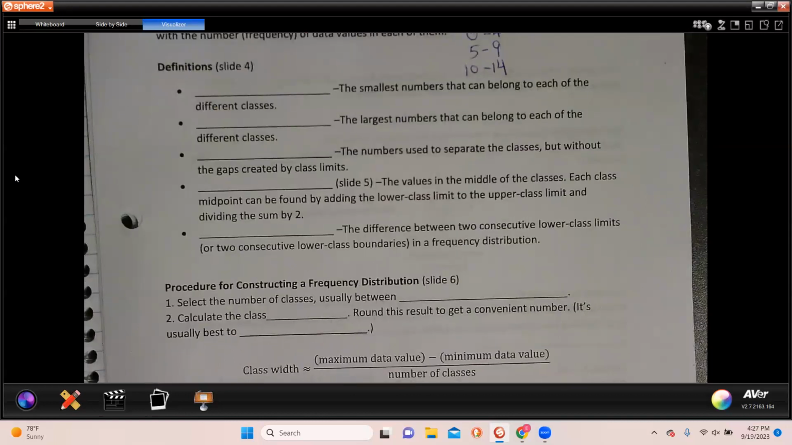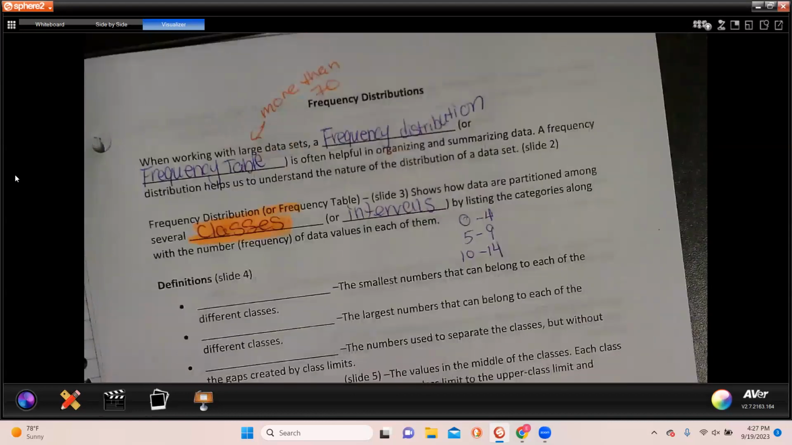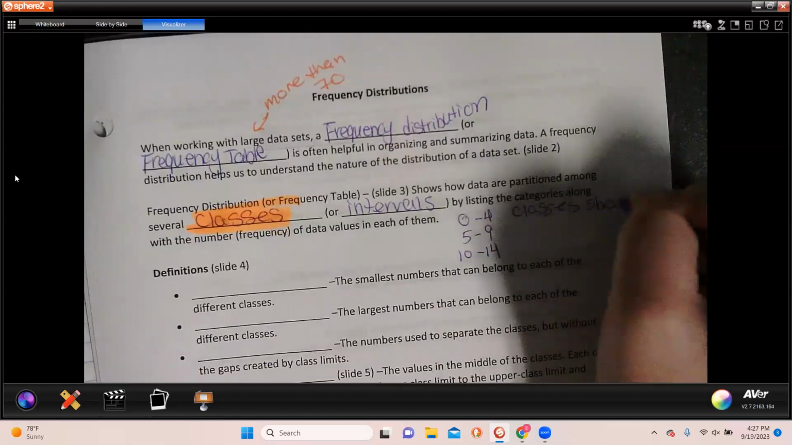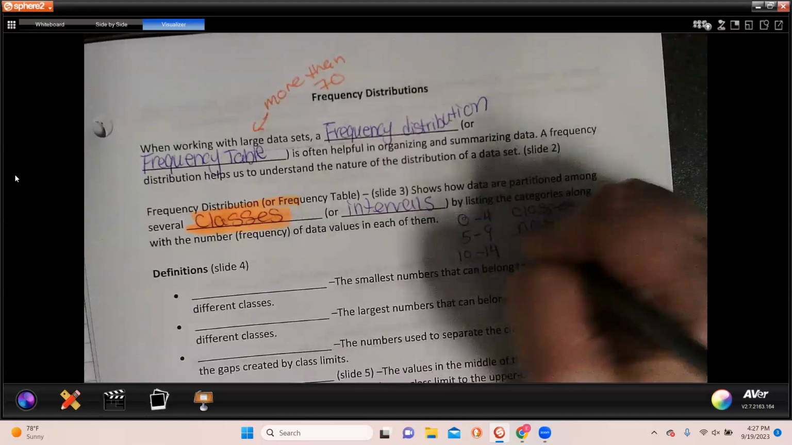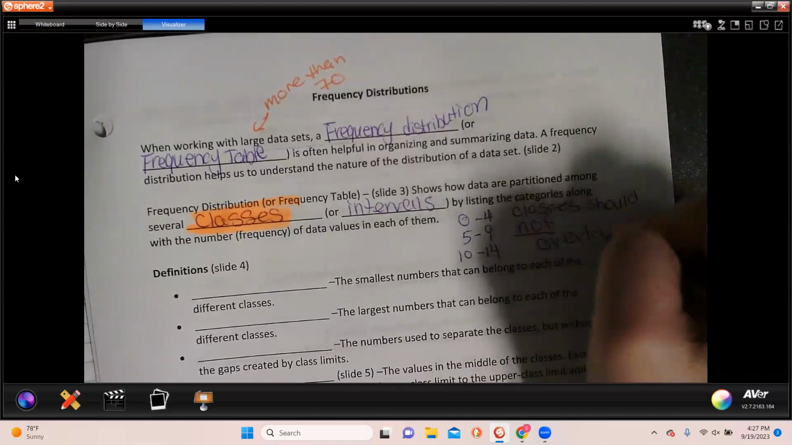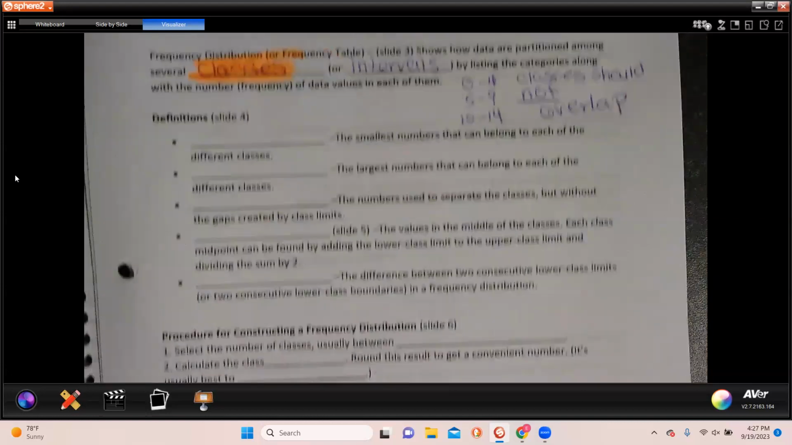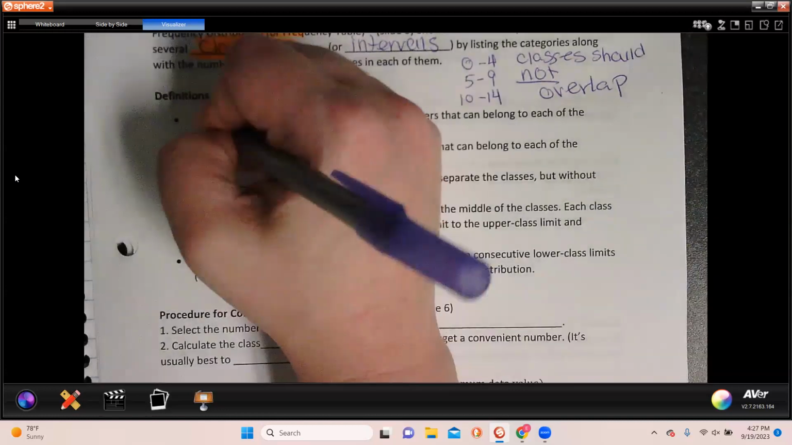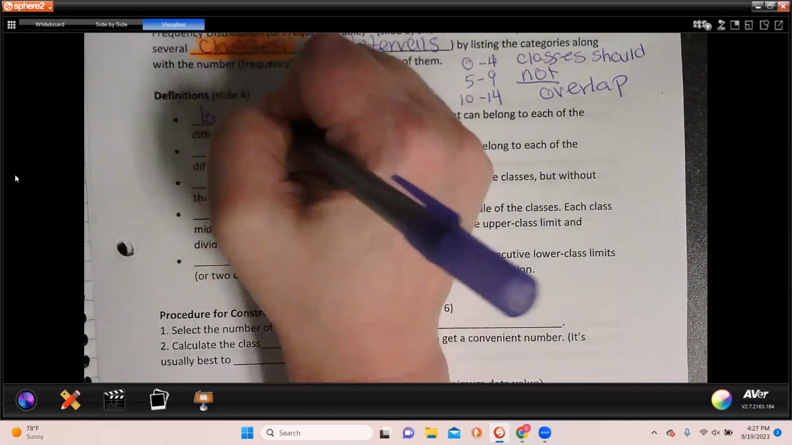Classes should not overlap. There should be no number that can go in two different classes. All right, so these definitions are very important, so pay attention, write them down, and try to get a better view of them. I do have a physical copy of a frequency table that I'm going to use to point out each of these words. The first one is the lower class limit.